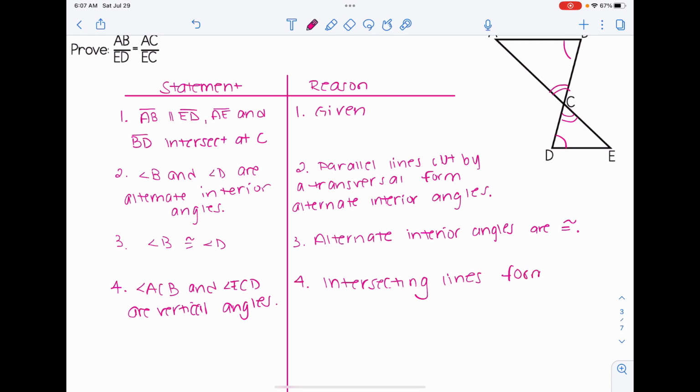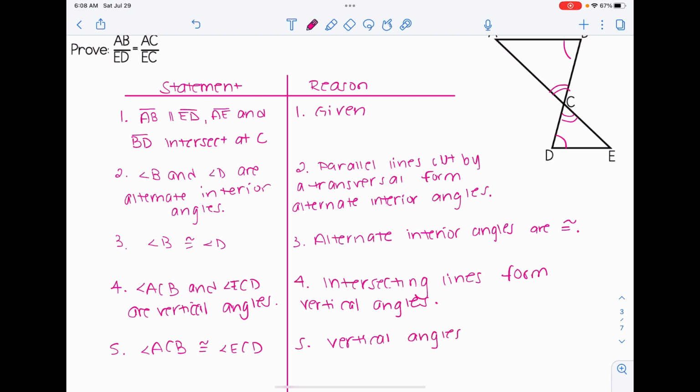By the way, if you happen to do both sets of alternate interior angles, if you did B and D like I did, but also A and E, you don't have to actually talk about the vertical angles because you would already have angle-angle. And now I'm going to say those angles are congruent because vertical angles are congruent.